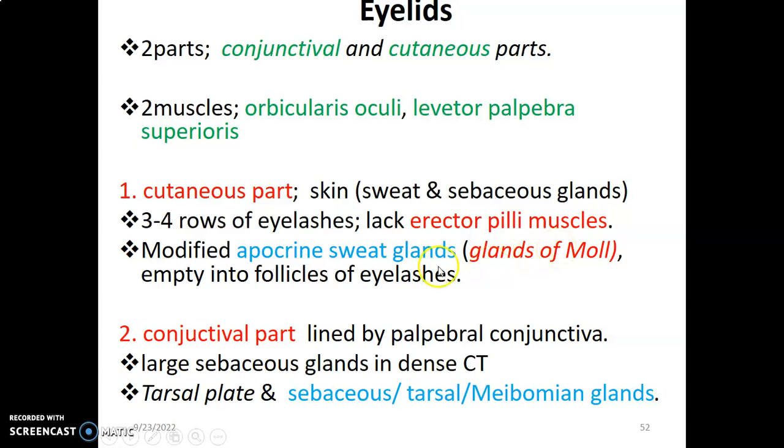So this just explains the histology of the eyelid. You have the outer cutaneous, that's skin, and the inner conjunctival. In the skin part, you have the glands of Moll, which are modified apocrine, while the conjunctival part has the meibomian glands, which are sebaceous glands. But there's also the presence of the tarsal plate, which is connective tissue. And we have said the eyelid has two muscles, the orbicularis oculi, that will close the eye, and levator palpebrae superioris, that will elevate the eye. Then we have the eyelashes at the tip of the eyelid.